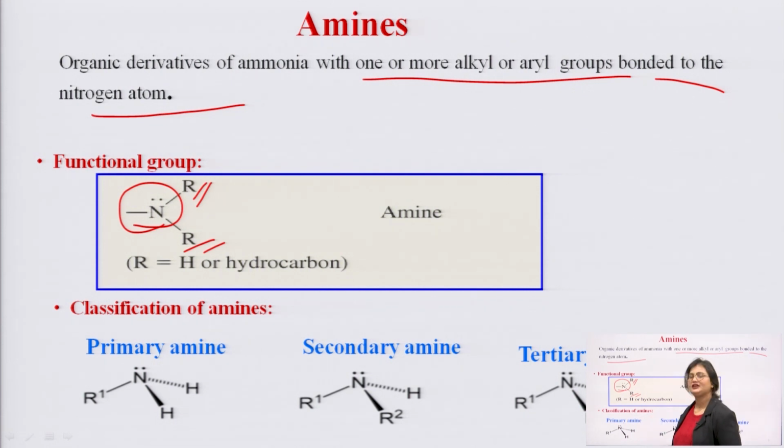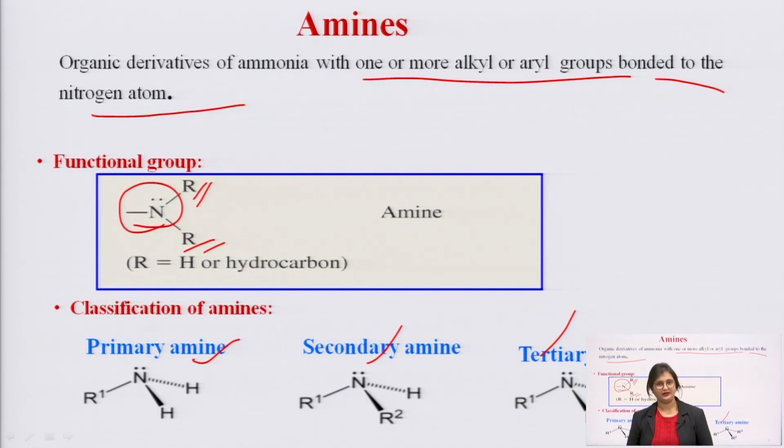Next, classification of amines. Amines are classified into four major categories, namely primary amines, secondary amines, tertiary amines and quaternary amines.